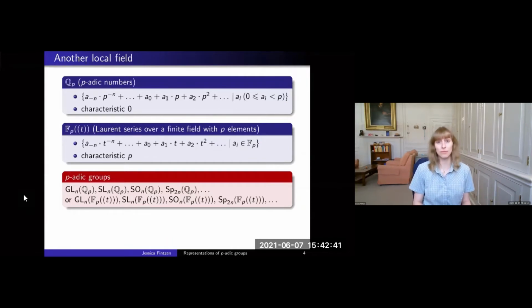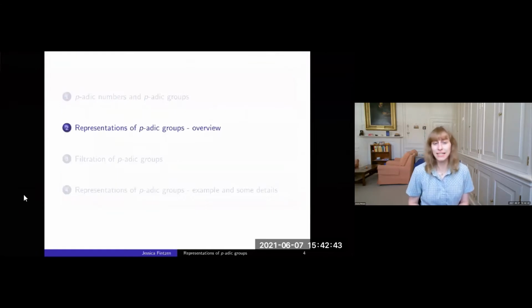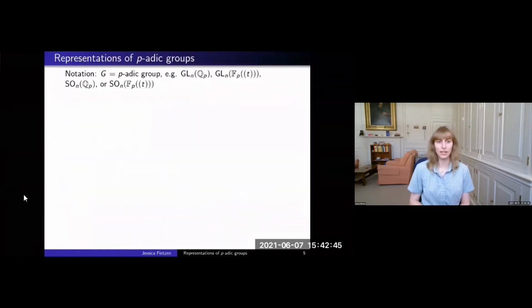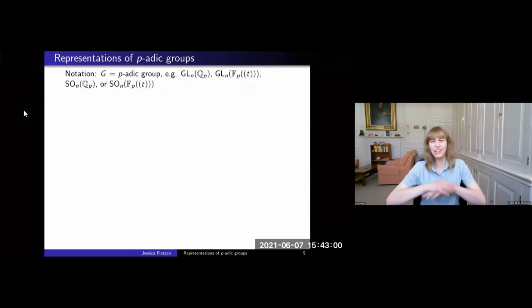Now I would like to move forward to the representations of these groups. So let's fix some notation. G is now from now on a p-adic group. So one of these groups you have seen on the previous slide. If this is new to you, just fix one of these groups in your mind and think of it the whole time. If you're familiar with reductive groups, just think of the most complicated reductive group you can think of.